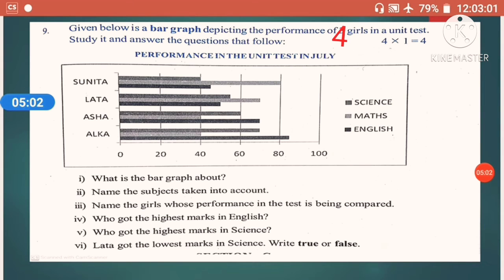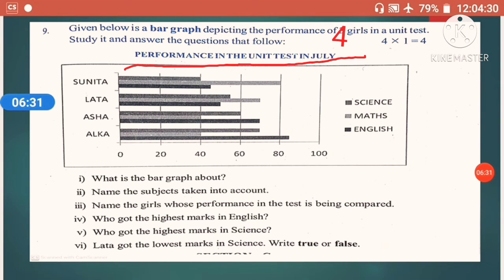For example, my dear students, if you have been given a bar graph and a question like this, what will you do? Let me read the question first. Given below is a bar graph depicting the performance of 4 girls in a unit test. Study it and answer the questions that follow. The heading of the table is performance in the unit test in July. The performance of 4 students has been given, and at the end 6 questions have been given. You have to answer all these 6 questions to get 4 marks.